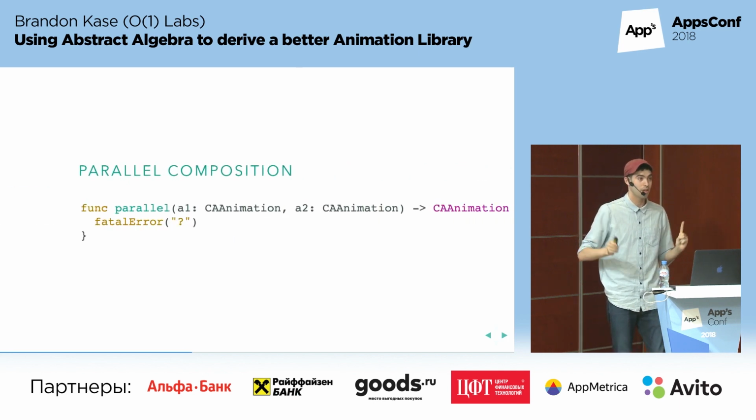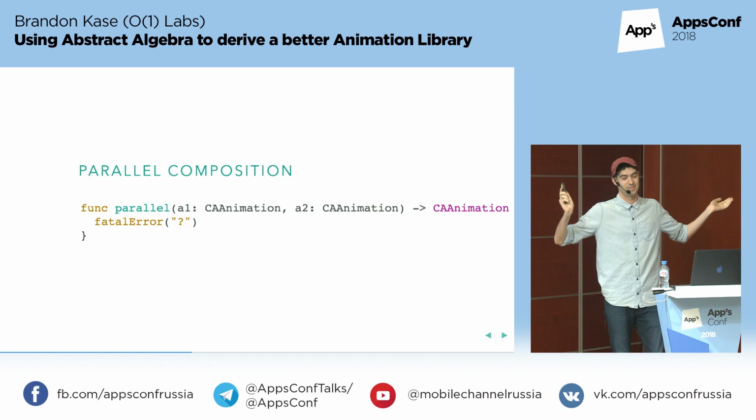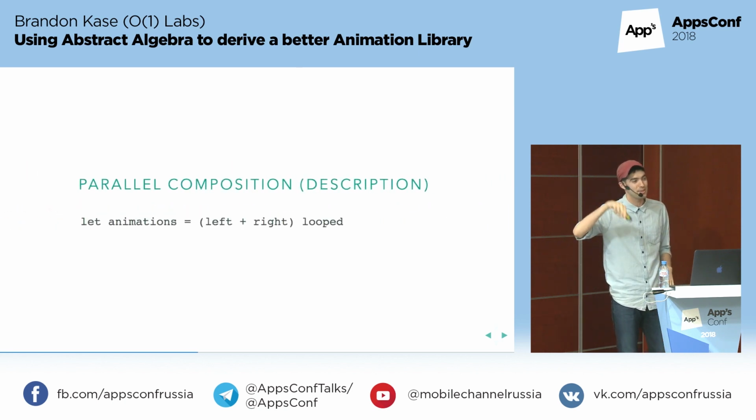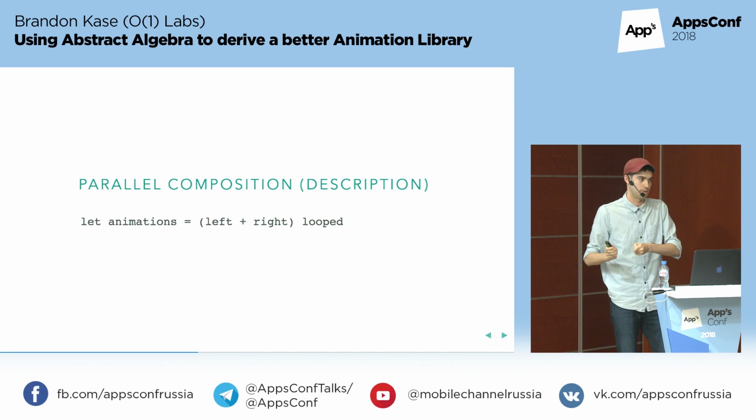It would be cool if we could define a function that takes two CAAnimations and returns a new CAAnimation that runs both animations at the same time. This would be very useful. Well, you can't. Oh, well. Let's just try and do it for the specific thing that we're trying to do. So we want to run left and right at the same time and loop it once, okay?